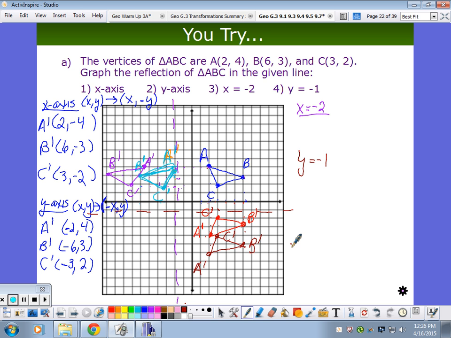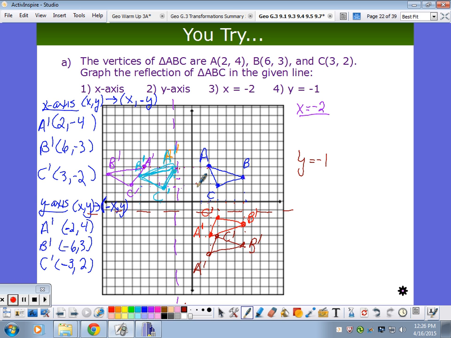Questions? Anybody? Yes? X equals -2. I drew an x equals -2 here. And I basically counted how far away is A from there? It was 1, 2, 3, 4 away. So then your A prime is going to be 1, 2, 3, 4 away over here. So you're just making it equal distance from it.